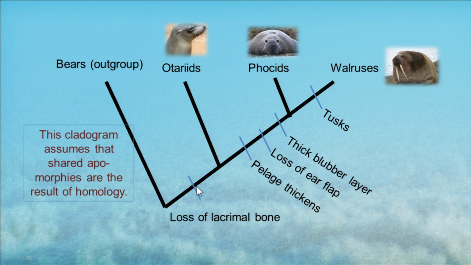And again, if we didn't make this assumption, if we didn't say that the loss of lacrimal bone was a homologous structure, then what we would have to say instead would be that the otariids lose a lacrimal bone, the phocids lose a lacrimal bone, and the walruses lose a lacrimal bone all independently. And so normally that's not the assumption that's made for cladistics. So why are we bringing this up? We're bringing this up because it's not always true. Even though it's a nice premise, it's not always true that similar characters or character states are the result of homology. In other words, that they descended from a common ancestor.